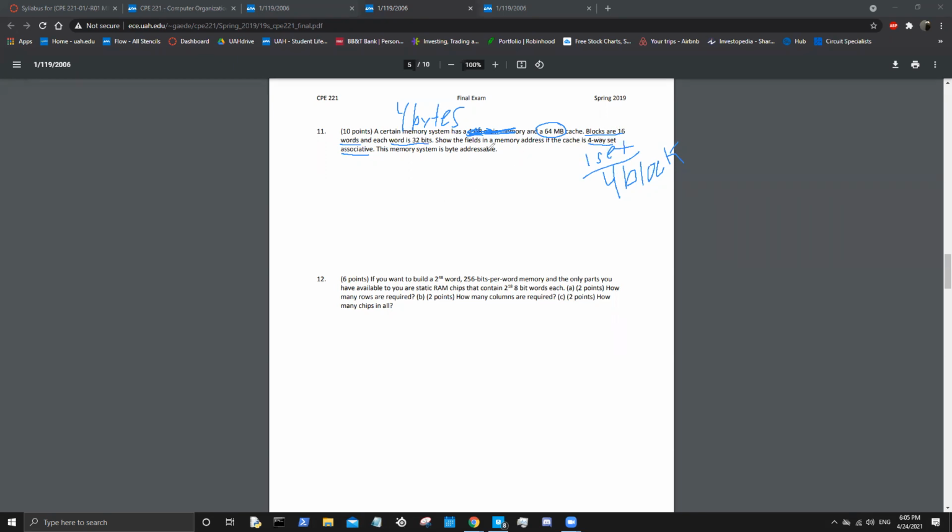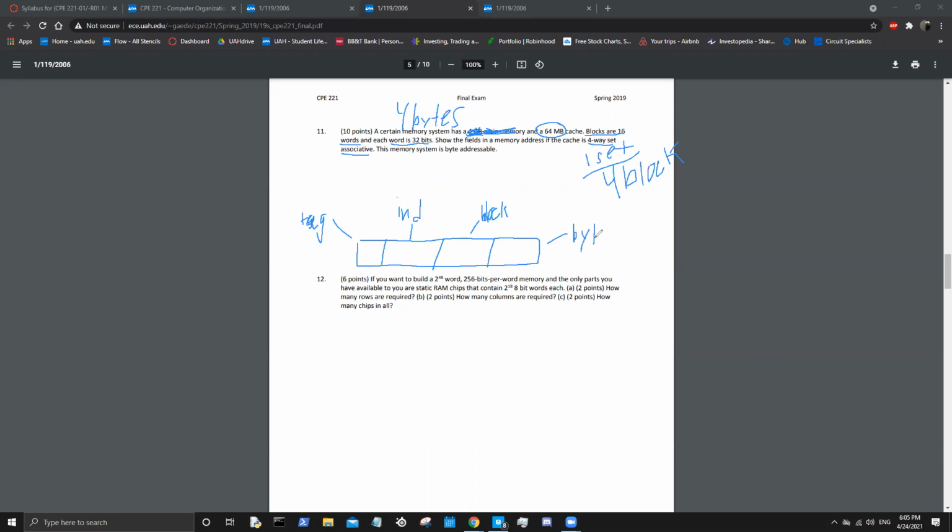It says you have to show the memory fields. What that means is the stuff she does in the clicker questions where she draws a little rectangle and breaks it up into pieces that are not drawn to scale, because we're not good at that. Then you're going to have 4 portions. You're going to have your tag at the end, your index, your block offset, and then your byte offset.